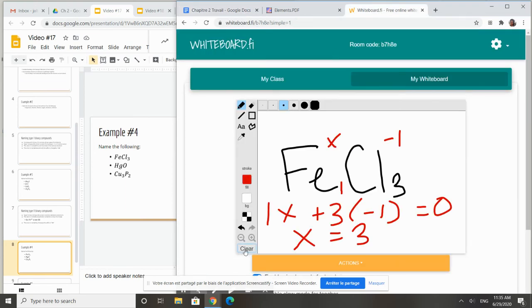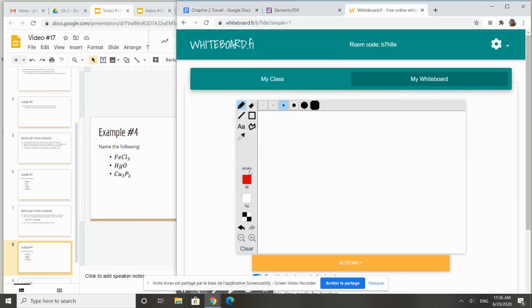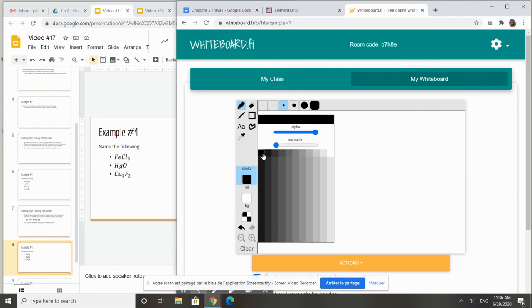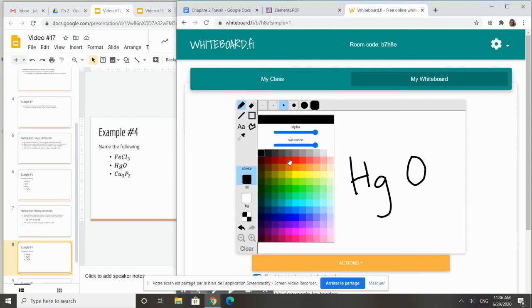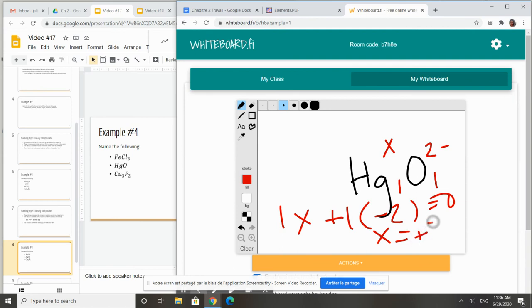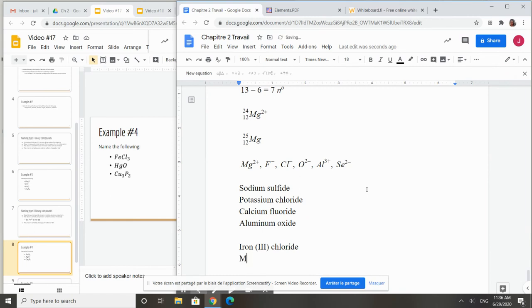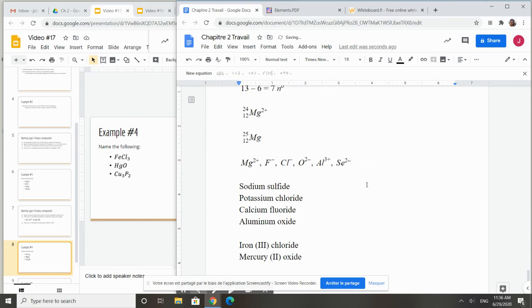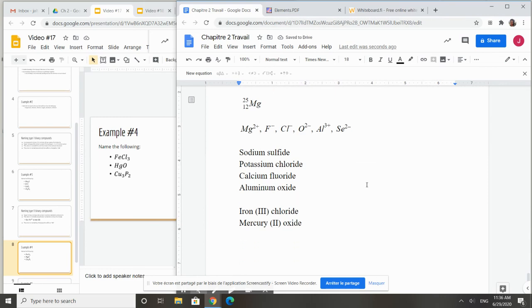I'll quickly do the others. So I've got HgO. I've got one Hg with a charge of X. I've got one oxygen with a charge of 2 minus. 1x plus 1 times -2 is equal to 0. X is equal to +2. It's always going to be positive charge. You're never going to get a negative. So this becomes mercury 2 oxide. And you're not going to have to write it out like that every time. I certainly don't, but it's just a trick that makes it a little bit easier for students.